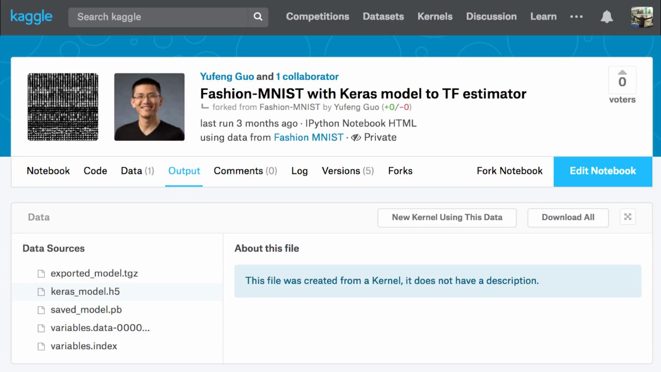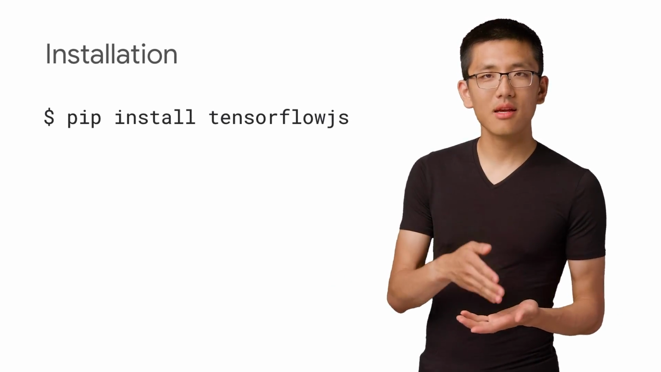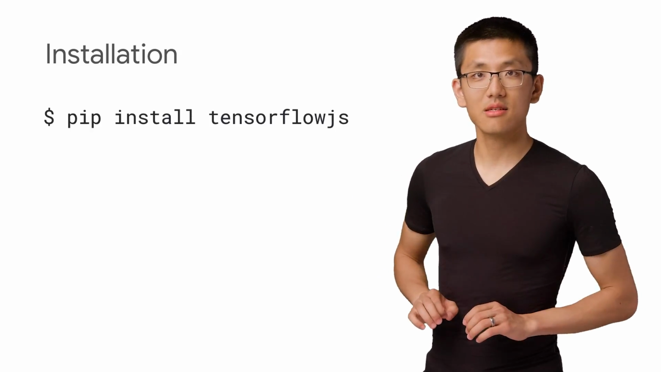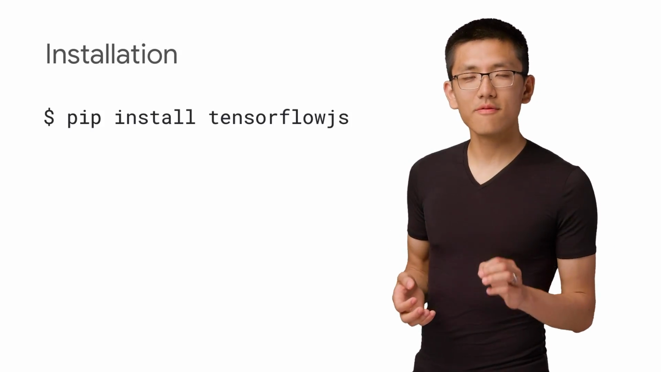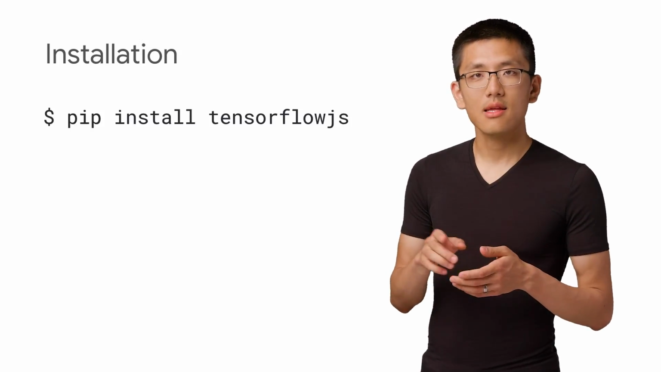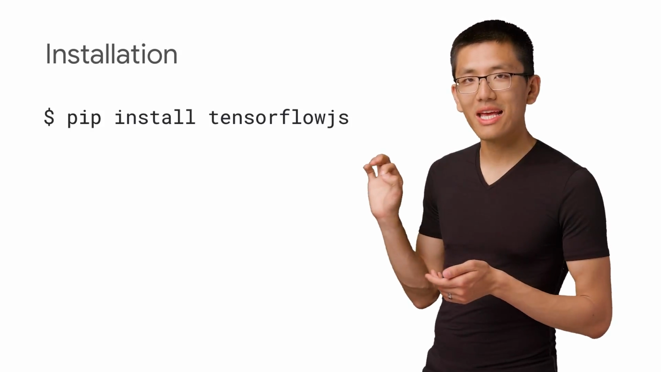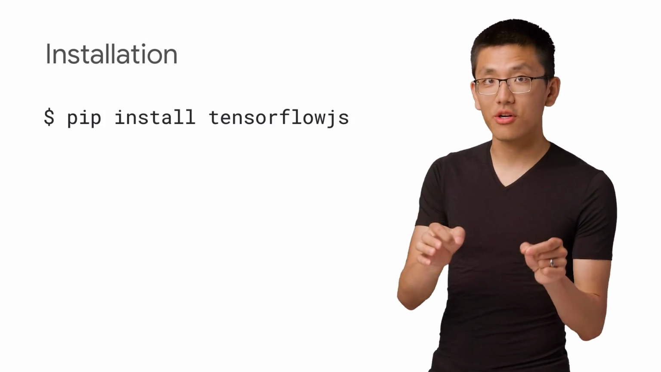In the episode where we converted a Keras model to a TensorFlow estimator, we also exported our Keras model as a .h5 file. So we'll head on over to that kernel and download the file from the output section. So I've got my Keras model downloaded and named it keras_model.h5, just to keep things clear which file is from which library. Now I need to run pip install tensorflowjs in my Python environment to install the converter. Notice that the pip library name is tensorflowjs, even though the converter we'll use is called tensorflowjs_converter.